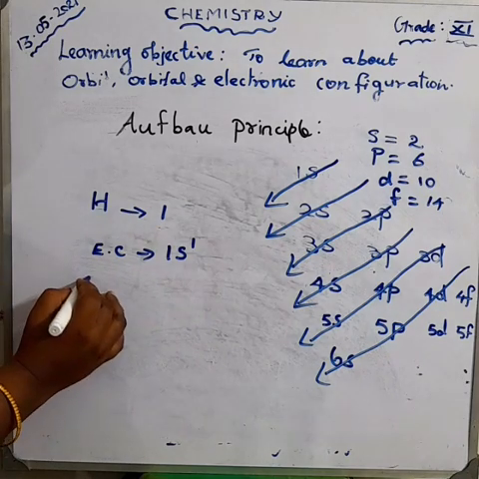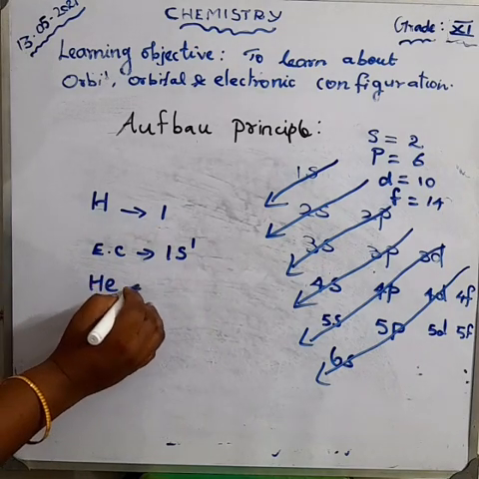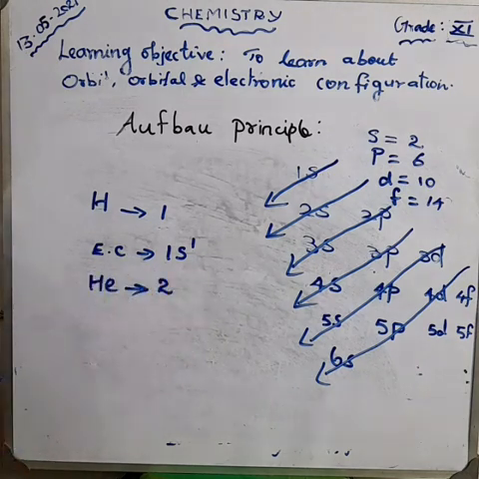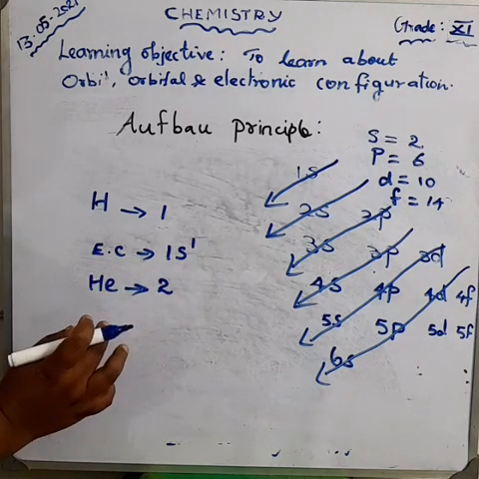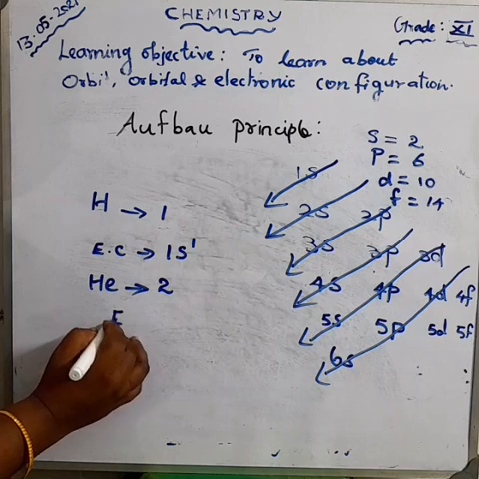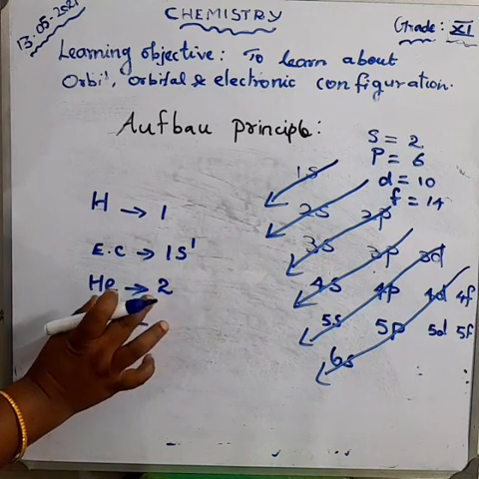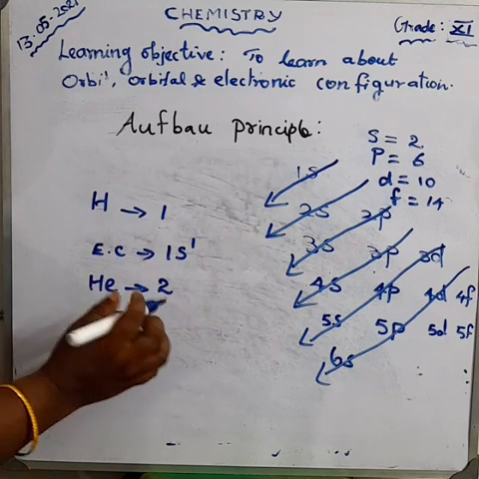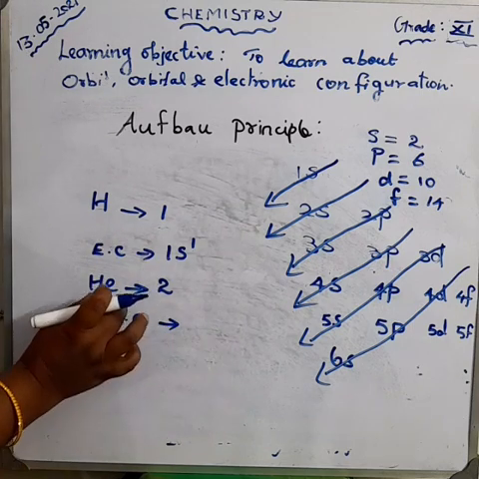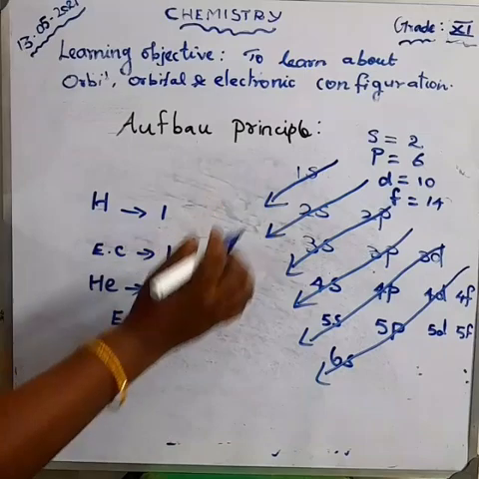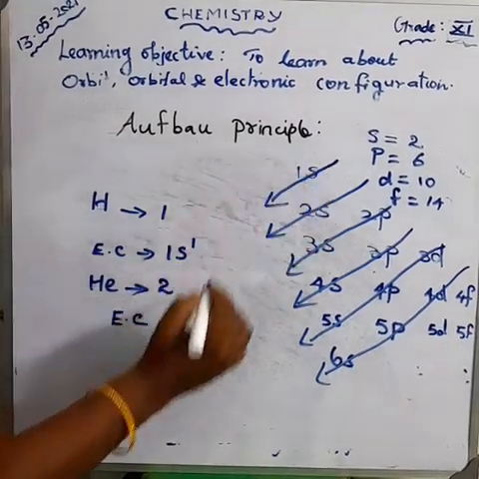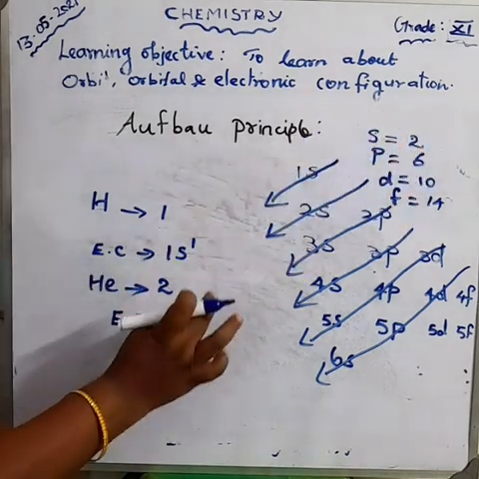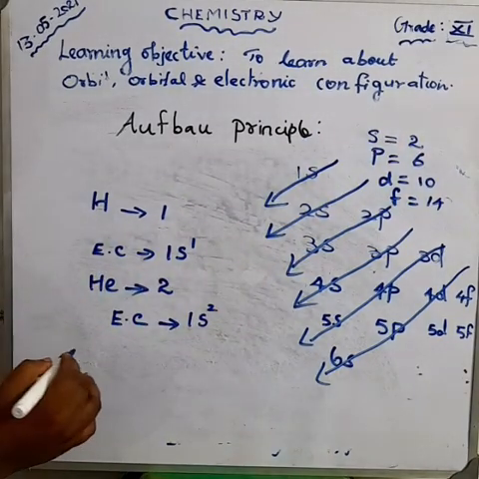Okay, and then helium. Helium, atomic number 2. How do you write the electronic configuration? Atomic number 2 means how many electrons are there? 2 electrons, only 2 electrons are there. So how do you write the electronic configuration for helium? 1s2, because the s orbital can occupy 2 electrons.